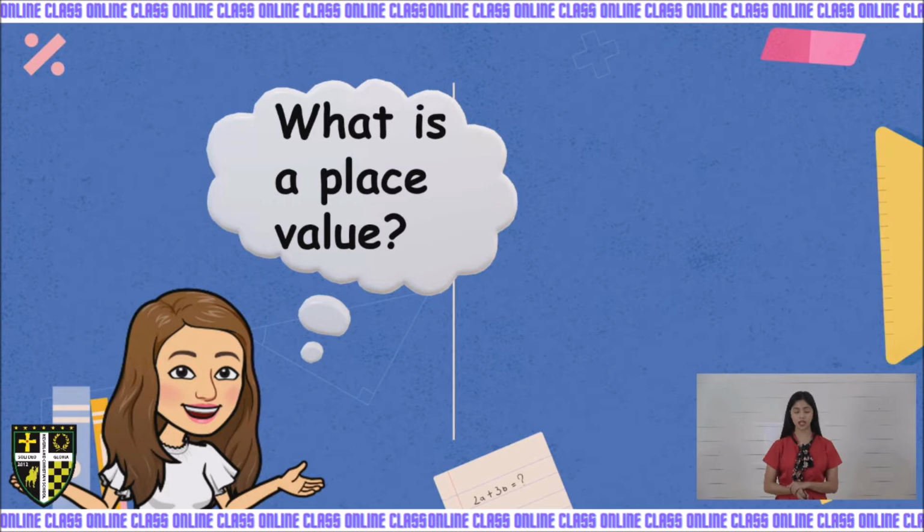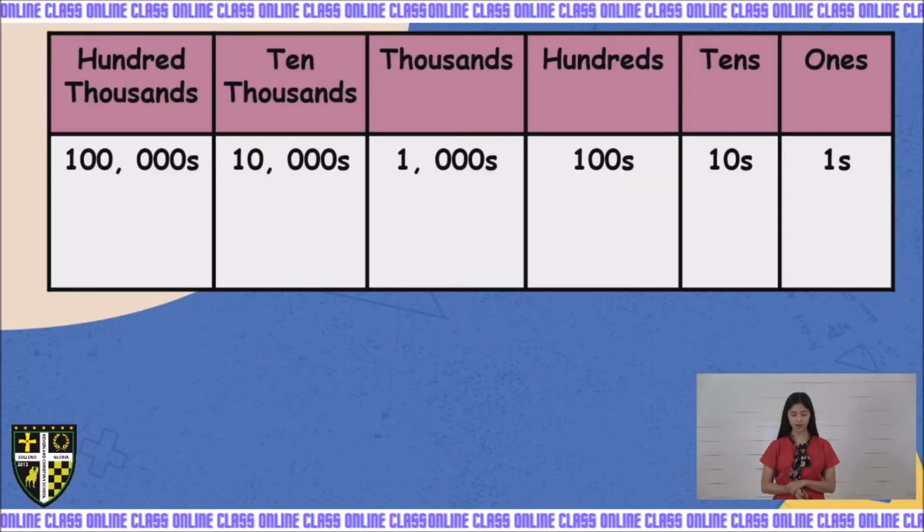So, let's study the different place values. Remember, class, when getting the place value of a digit, we always start at the right side. The first number from the right has the lowest place value. Ones, tens, hundreds, thousands, 10,000s, and 100,000s. Once again, the first number from the right side has the lowest place value.